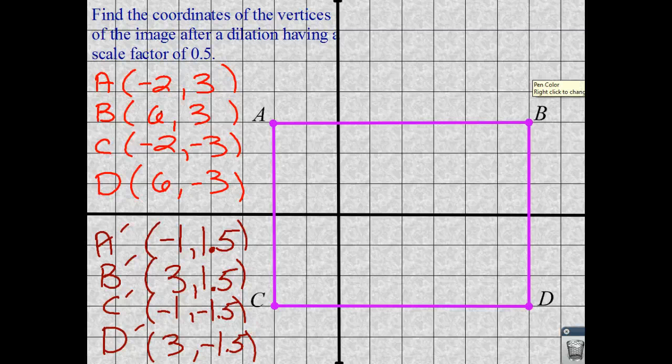All right, so if we go -1, +1.5, we go back 1 on the x-axis, and then we go up 1.5 boxes. So there's 1, there's 2, so I go up 1 and then a half, and I call that A prime. B prime is 3, 1.5, so 1, 2, 3, up 1.5 of the box.